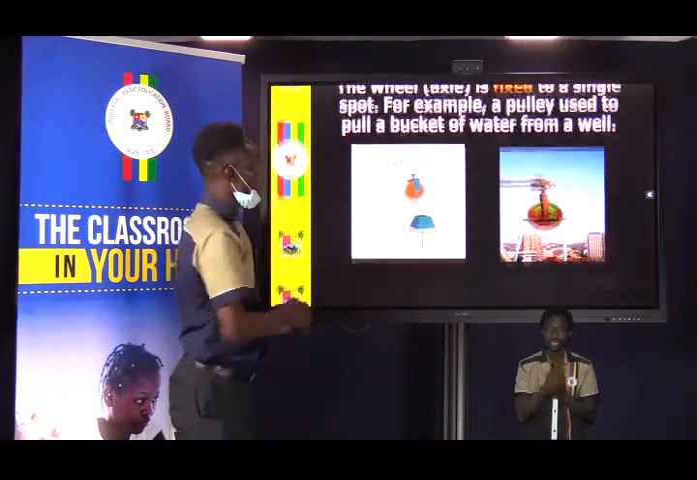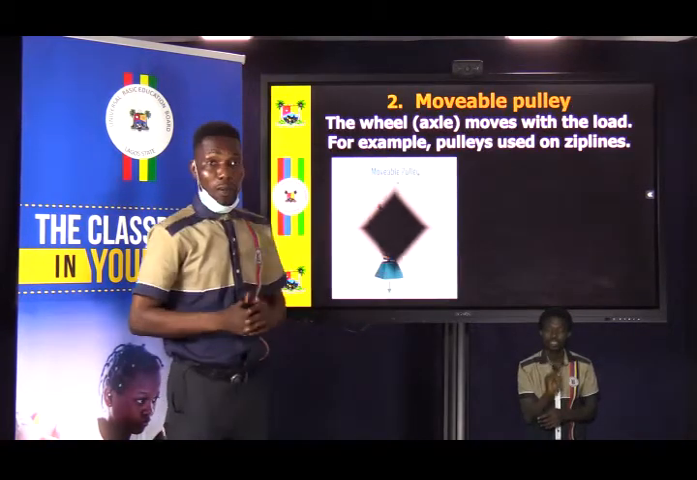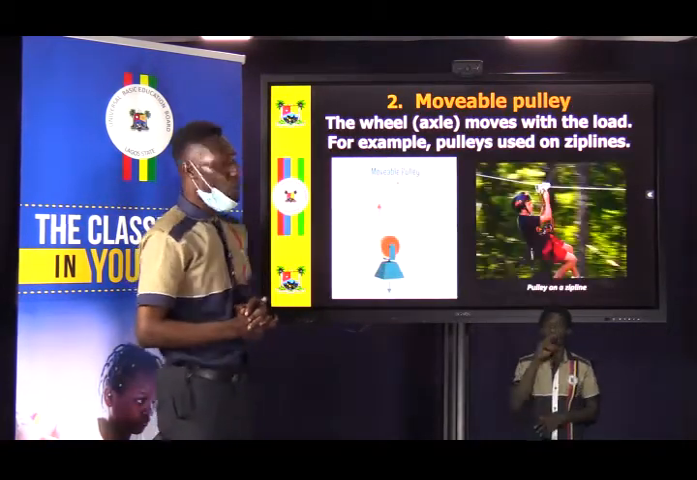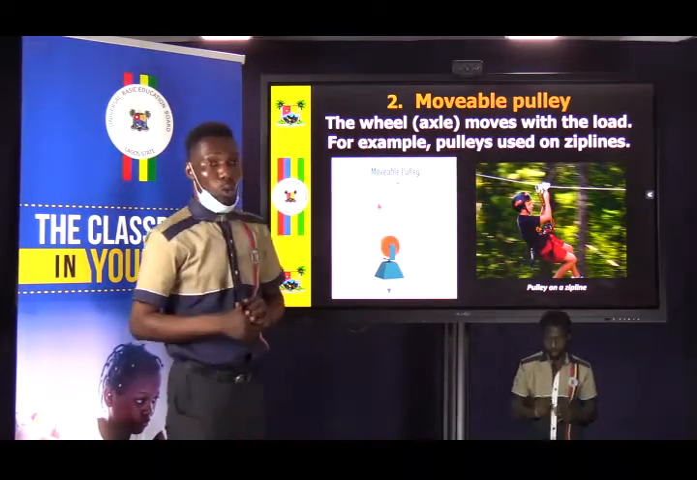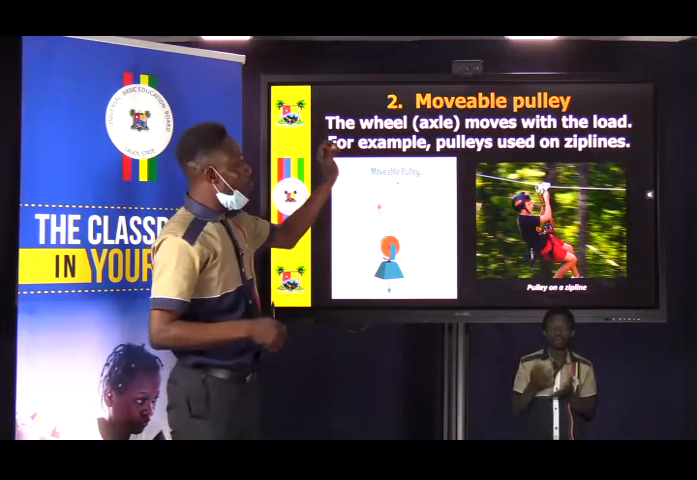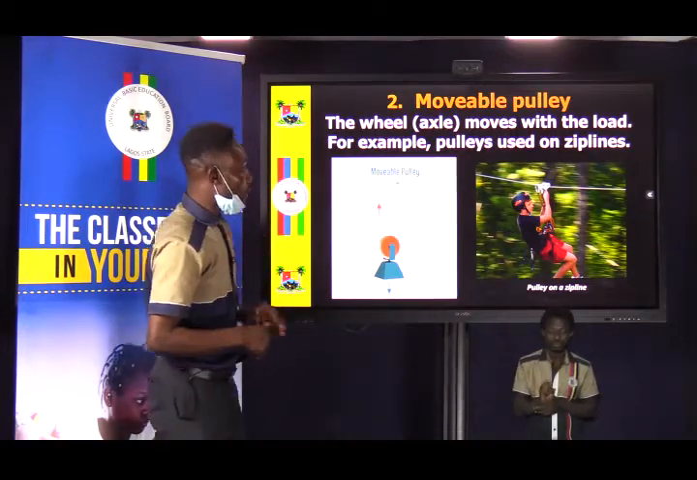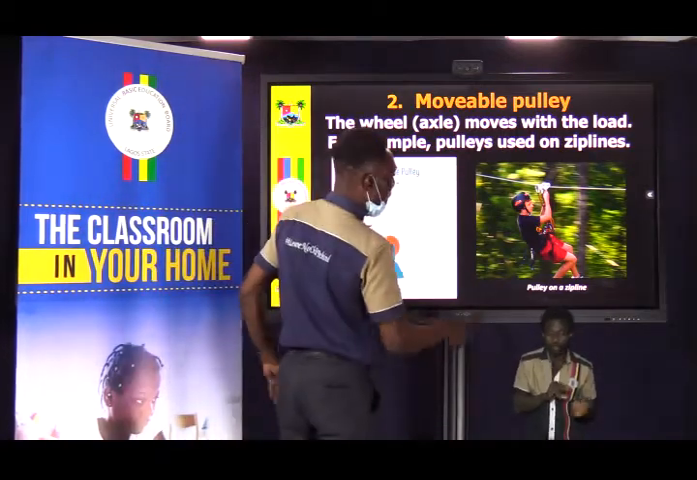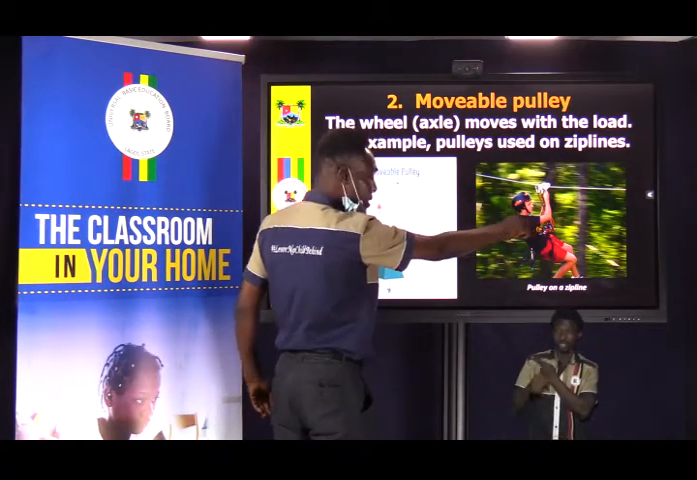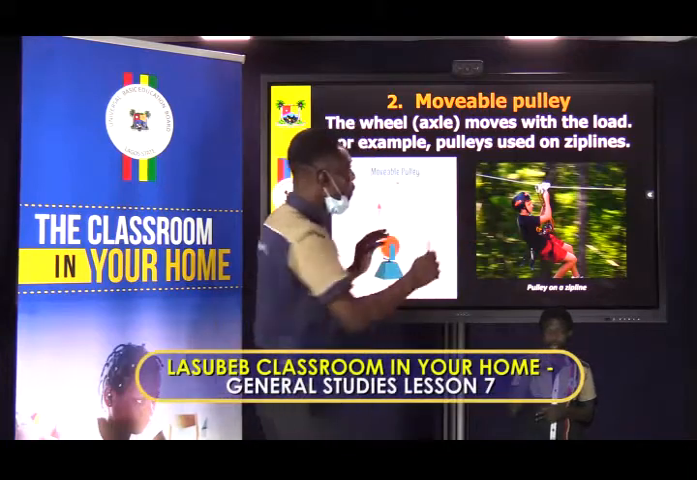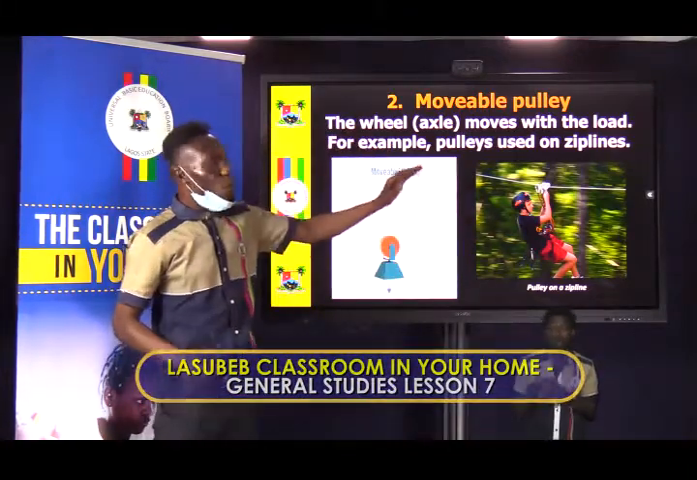That's the first one. The second one is the movable pulley. Say that. Movable pulley. The wheel moves with the load. Let's look at this picture here. This is the wheel. The man using it, we can say he is the load. So when moving, the wheel moves with the load.